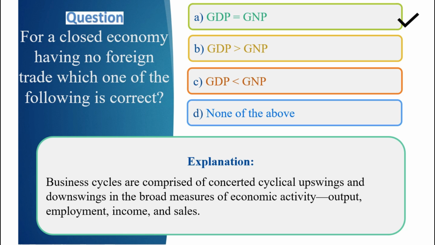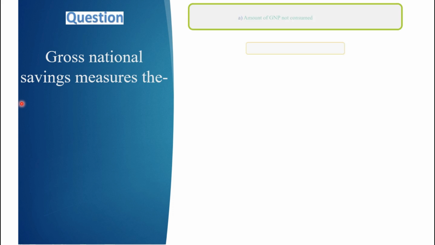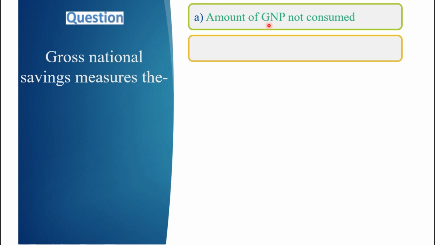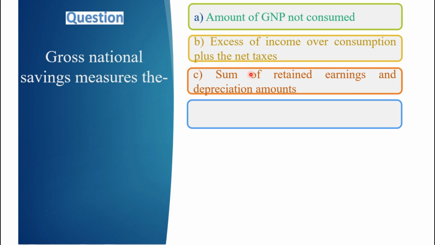Our last question is, gross national savings measures which of the following options? Number 1 is amount of GNP not consumed. Option number 2, excess of income over consumption plus the net taxes. Option number 3, sum of retained earnings and depreciation amounts. Option number 4 is excess of disposable income over consumption.